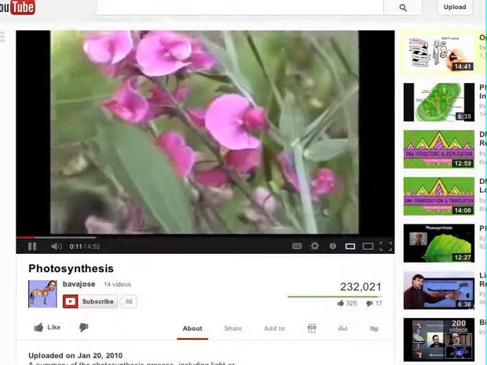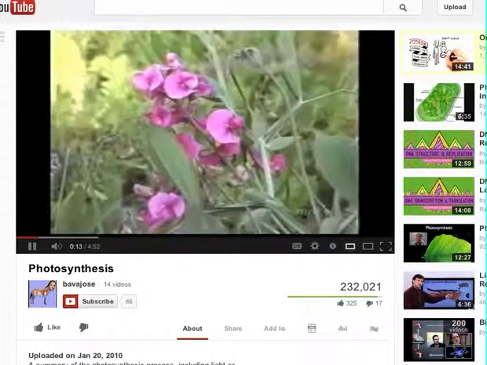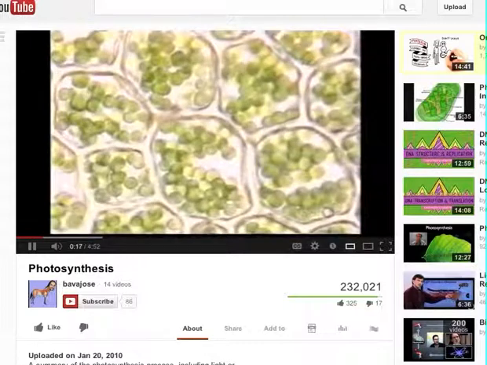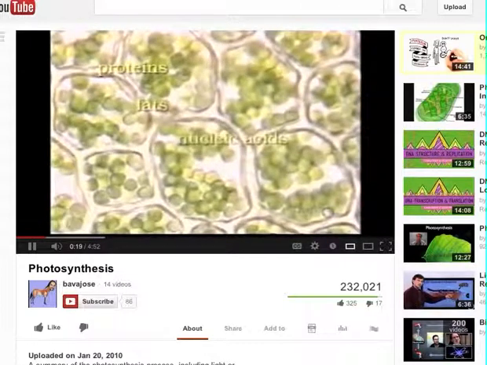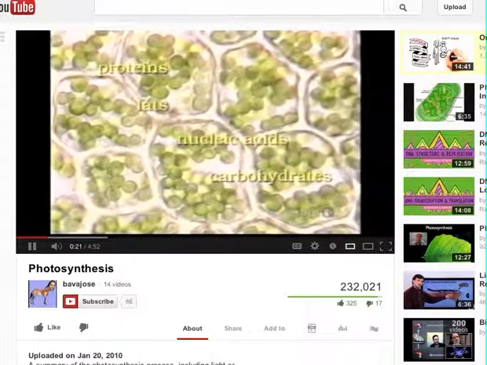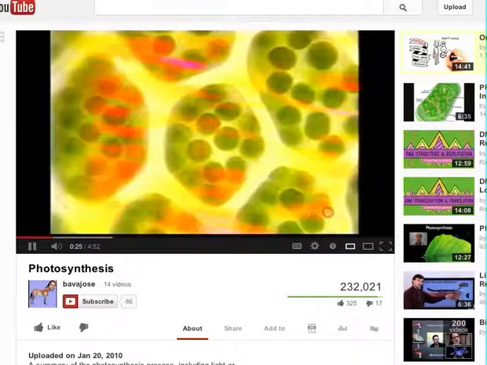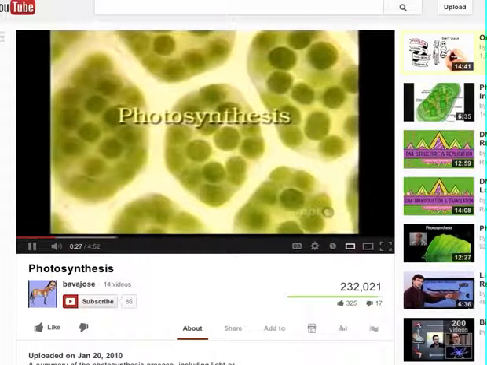Green plants get their energy from the sun. Within their cells, light energy is used to synthesize proteins, fats, nucleic acids, and carbohydrates, the molecules of life. This process, photosynthesis, occurs in chloroplasts, the rounded green bodies found in each cell.